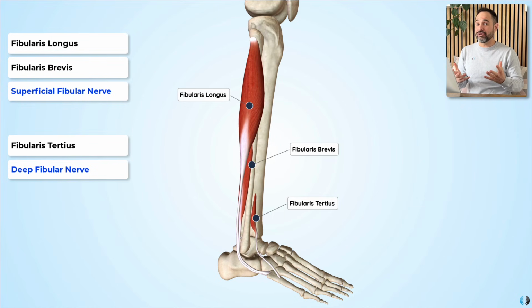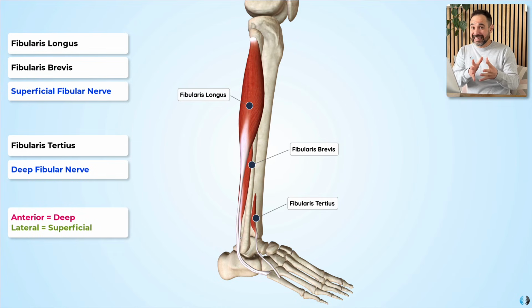The phrase I use to remember this is ADLs, your activities of daily living, but you can also remember it as anterior deep, lateral superficial. That helps remember for me that the two lateral muscles of fibularis longus and brevis are supplied by the superficial fibular nerve, whereas the anterior muscle, fibularis tertius, is supplied by the deep fibular nerve.